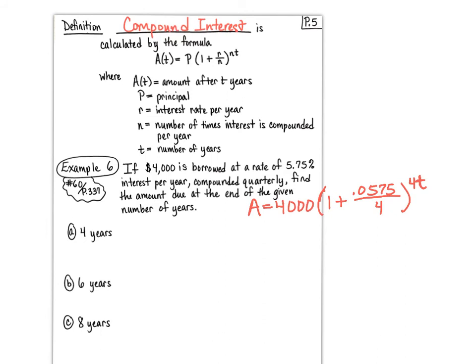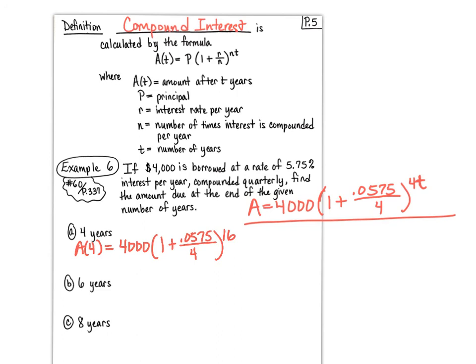So in general, A is equal to this. But now we want to find A in part A when T is 4, B when T is 6, and C when T is 8. So we'll have A of 4 is equal to 4,000 times the quantity 1 plus 0.0575 divided by 4 raised to the 16.